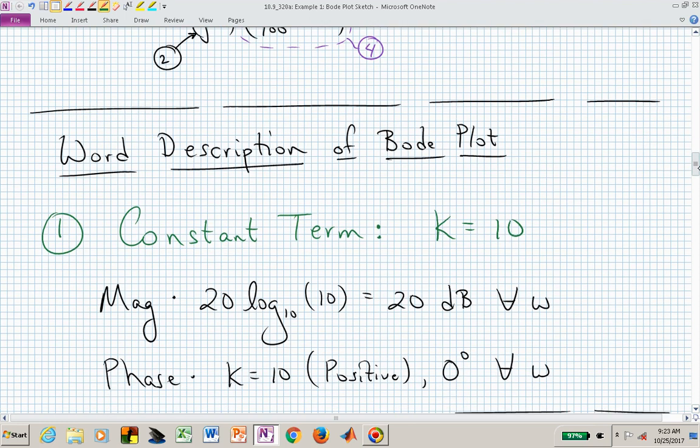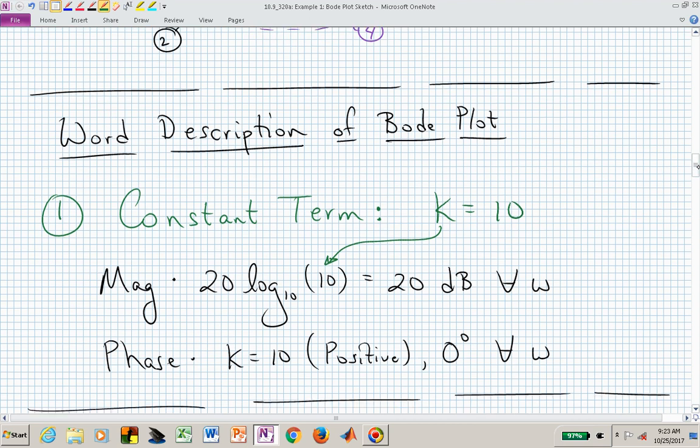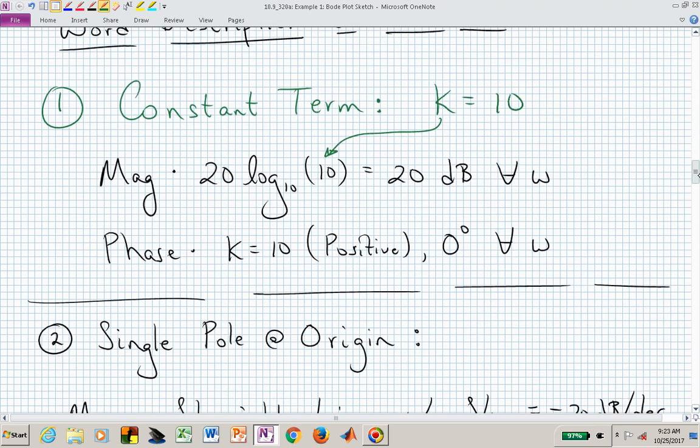But let's first talk about the magnitude. The magnitude we compute in dB, so we take 20 log of that particular value of k, which is 10, and log base 10 of 10 is 1. So now we know this constant piece is providing 20 dB of gain for all frequencies. Phase: k is positive, so the phase of that positive number is 0 degrees for all frequencies. That won't be hard to sketch.